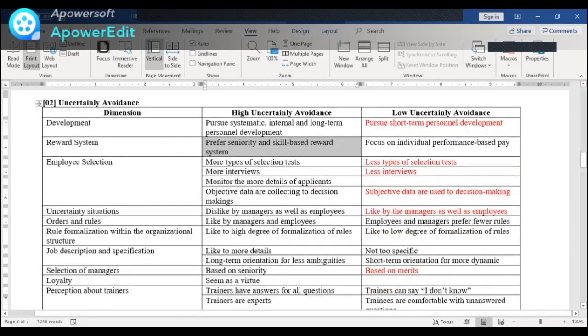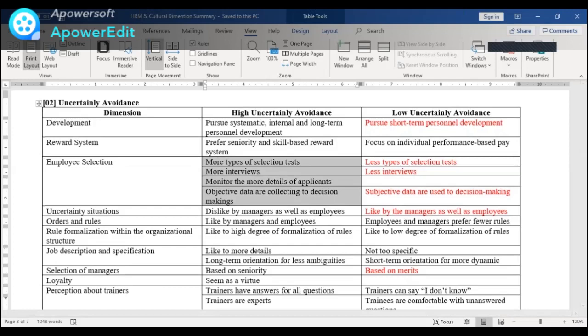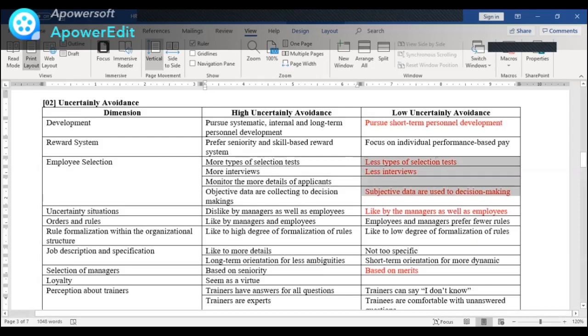Then employee selection. Under high uncertainty avoidance culture, these are the features of employee selection: more types of selection tests, more interviews, more detail about applicants, and objective data collected for decision making. Why? To avoid uncertainty. However, in low uncertainty avoidance context, these are the features: fewer types of selection tests, fewer interviews, and subjective data used to make decisions.